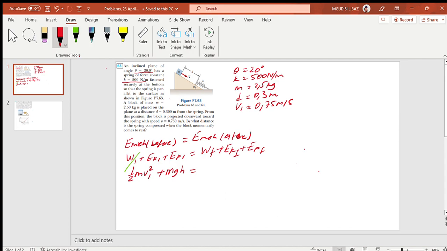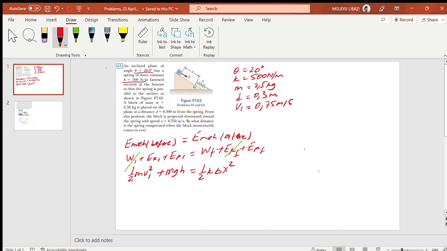So according to Hooke's law, the work done by the spring will be 1 over 2 multiplied by the spring constant multiplied by the change in displacement squared. And then the final kinetic energy will be 0. We don't have kinetic energy, because they're telling us that the block momentarily comes to rest, which means we will suddenly stop there, so the speed will be 0. And then plus potential energy, we also don't have potential energy because we do not have height with reference to the initial condition there.